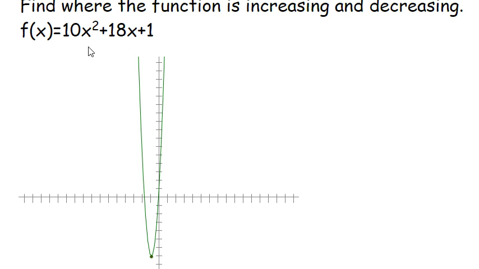Okay, let's write that down. 10x squared plus 18x plus 1, and try to find that critical number. And of course it's asking for increasing and decreasing, so we've got to add a few more steps. So we have f of x is equal to 10x squared plus 18x plus 1.